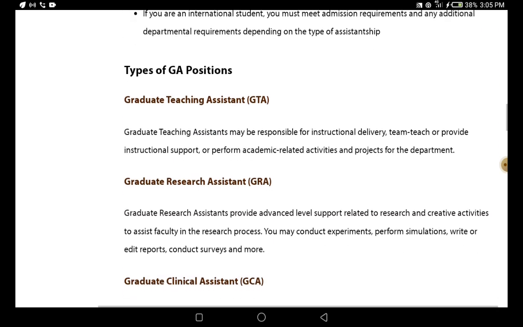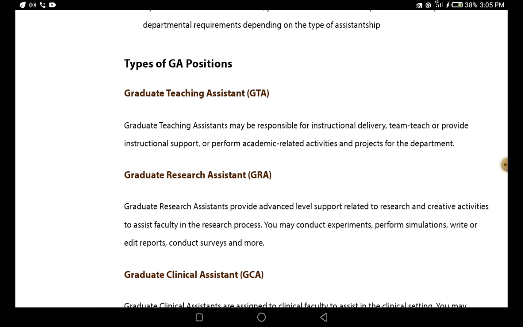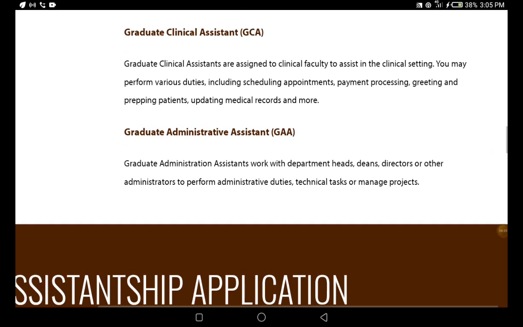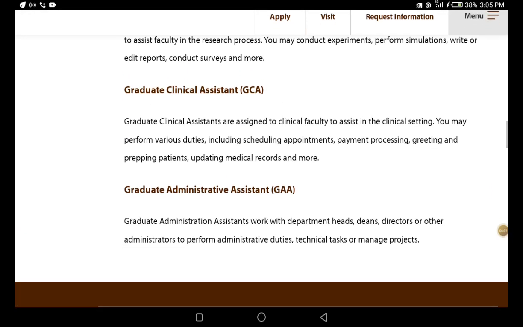Under here, they now have different graduate assistantship offers. Here they have the graduate teaching assistantship, they have the research assistantship, they have the clinical assistantship. So you want to read through everything. They also have the administrative assistantship as well. So these four are the types of assistantship that are available. This will be determined based on the program that you are actually applying to.